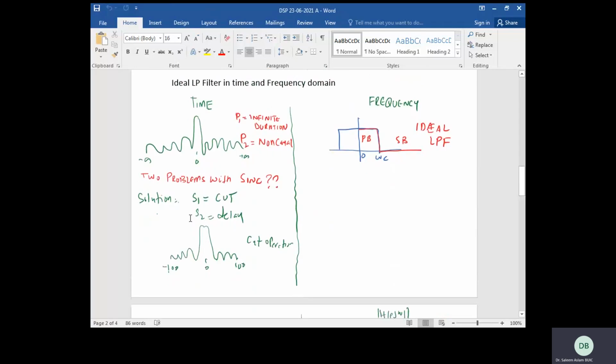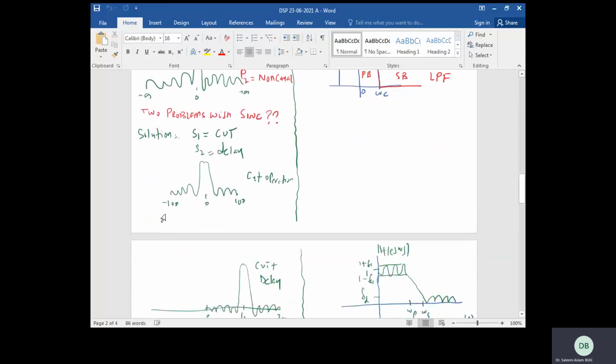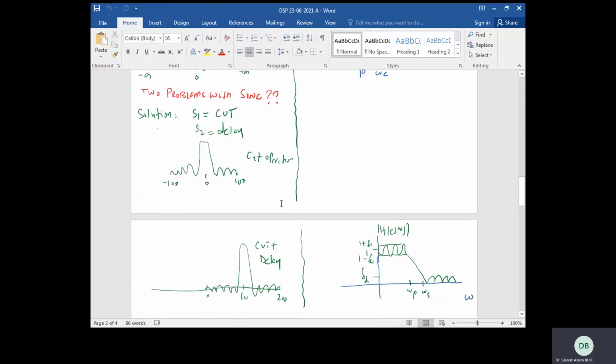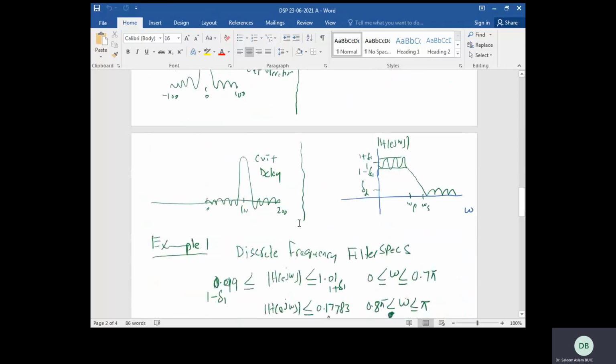So that's how we understand a cut operation: we can cut it from -100 to 100. In that case, the order of this filter would be 201, because there are 100 samples on the left side, 100 samples on the right side, and one sample at 0. If we delay it, it would run from 0 to 200. And again, if you count the number of samples from 0 to 200, it would be 201. So the order of this filter would be 201.